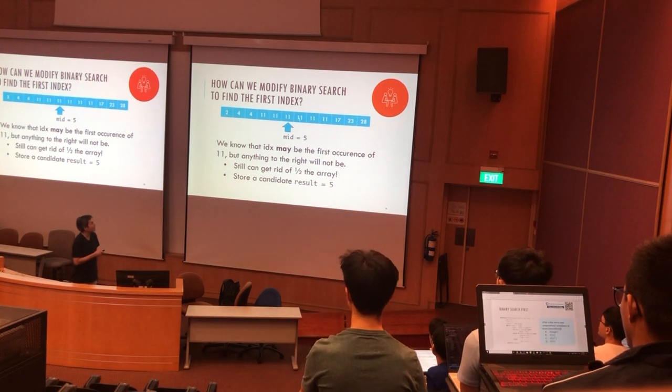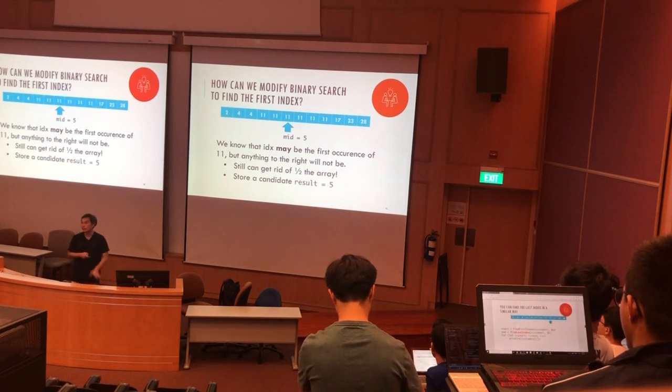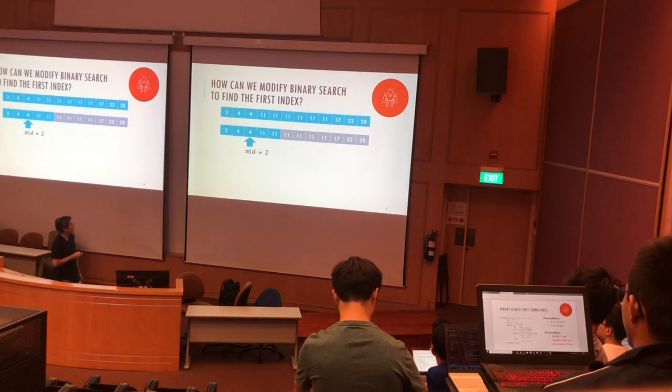So we're going to explore a candidate result. We say, okay, it may be 5. It may be this one, right? But we're not sure yet. Let's keep looking. Okay, so you keep looking. We're going to probe here, right? Okay, n equals 2.